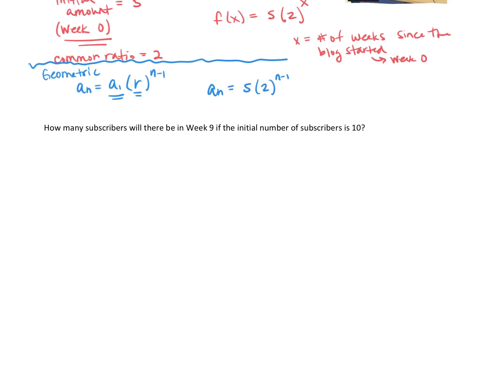So how many subscribers will there be in week 9 if the initial number of subscribers is 10? So let's look at how we would answer this question 2 different ways. First, what if we wanted to use our geometric formula? Well, we have to change our geometric formula a little bit. a sub n equals, they said the initial number of subscribers is now 10, but it is still doubling, raised to the n minus 1 power.